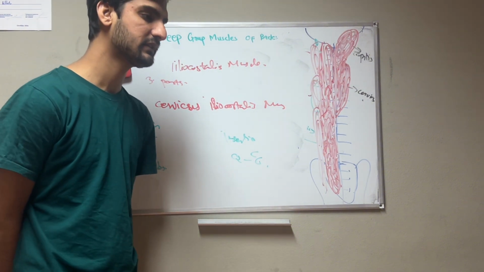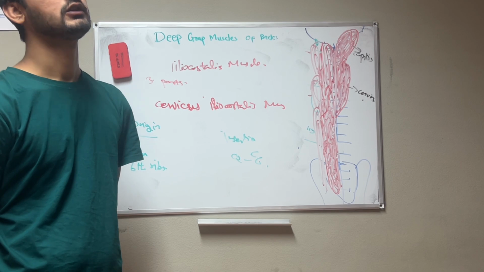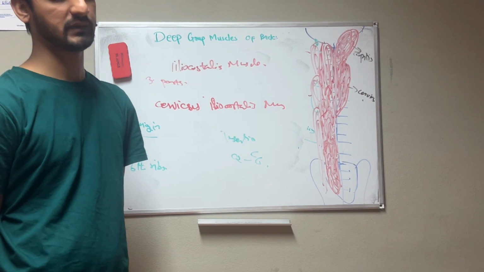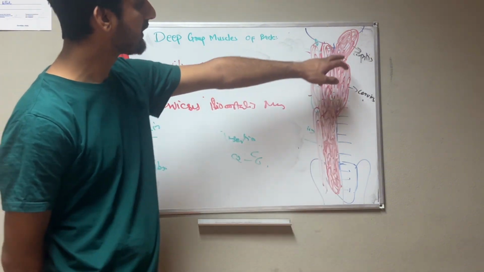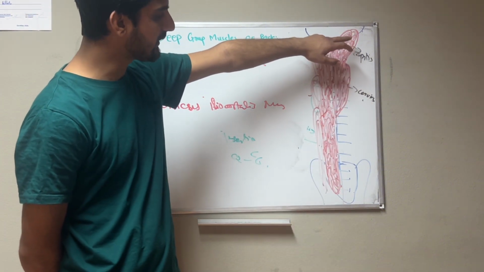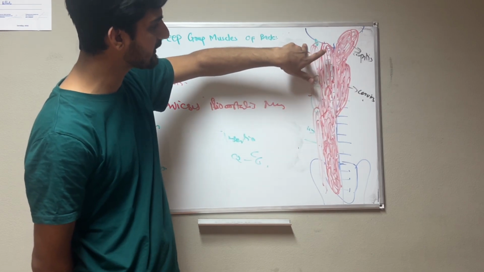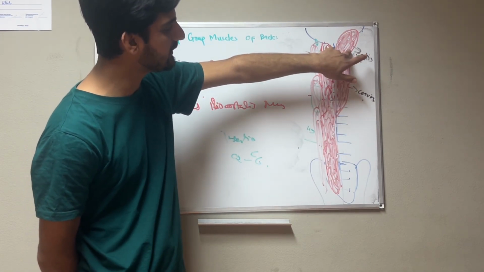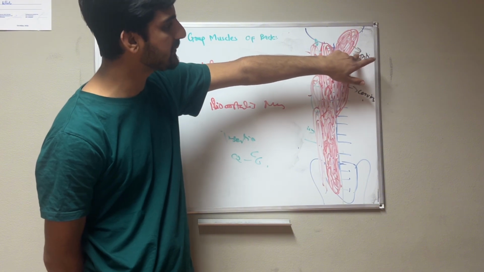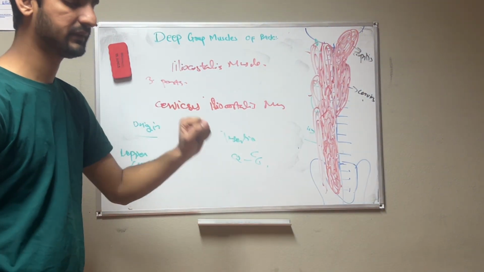First we have the splenius muscle, then the longissimus muscle and the iliocostalis muscle, which has 3 parts. This is the longissimus muscle; we have 3 parts: capitis, cervicis, and thoracis. And this is the splenius muscle, which has 2 parts: capitis and cervicis. These are the first layer muscles.